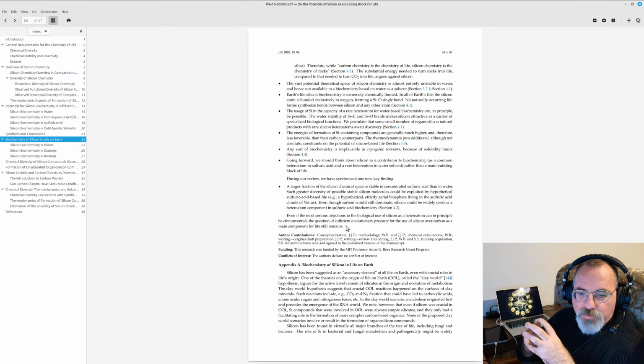We note, however, that even if silicon was crucial in OOL, silicon compounds that were involved in OOL were always simple silicates, and that they only had a facilitating role in the formation of more complex carbon-based organics. None of the proposed clay world scenarios involve or result in the formation of organosilicon compounds. And this would be where natural selection in chemistry would be important.